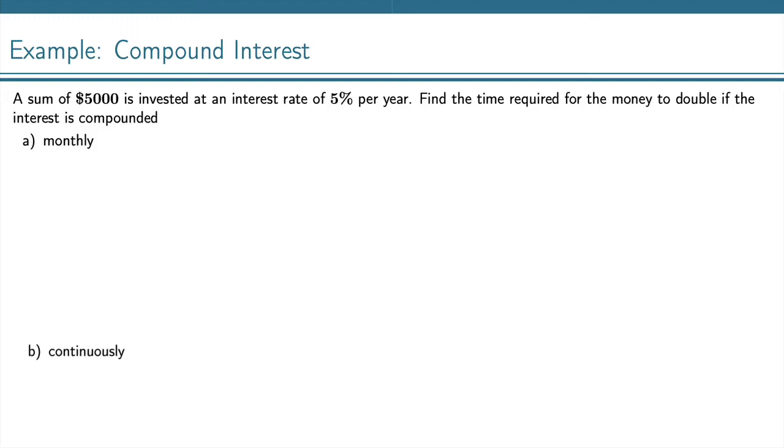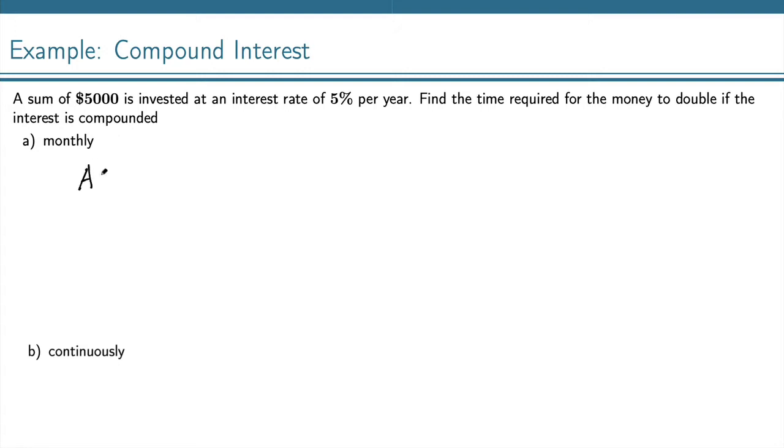A sum of $5,000 is invested at an interest rate of 5% per year. Find the time required for the money to double if the interest is compounded monthly and then continuously. So we're dealing with compound interest here.